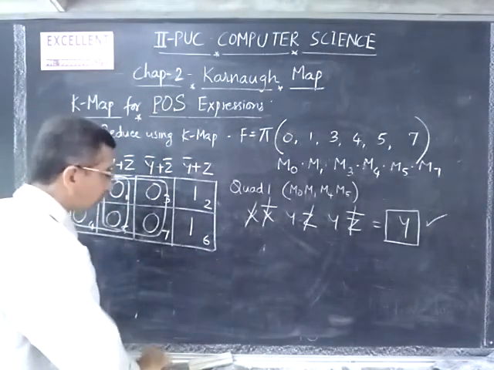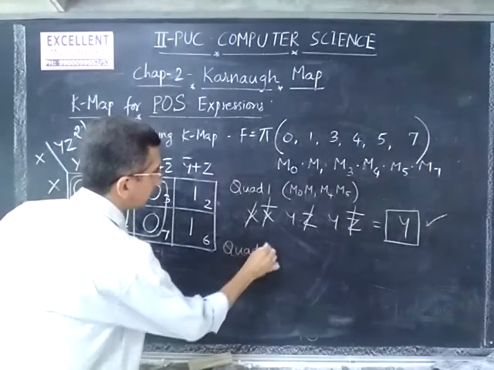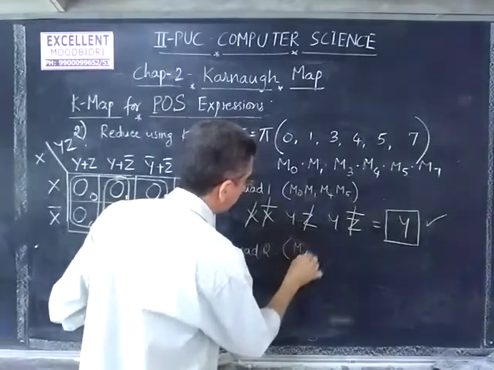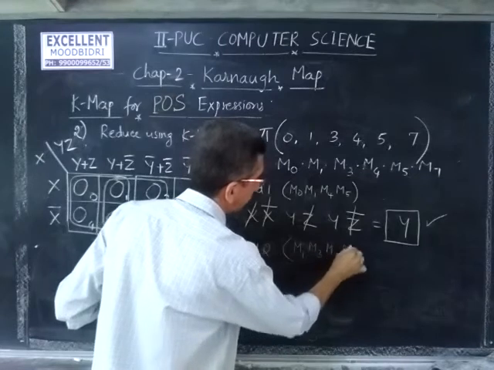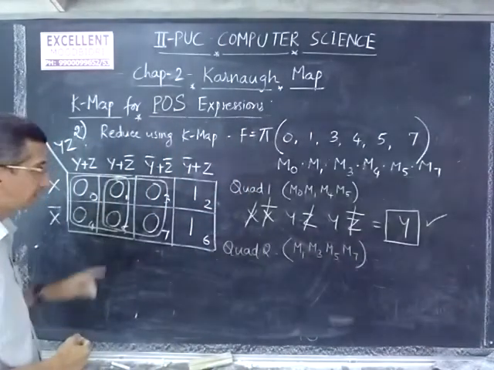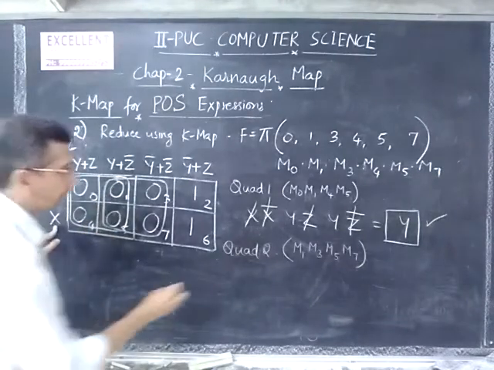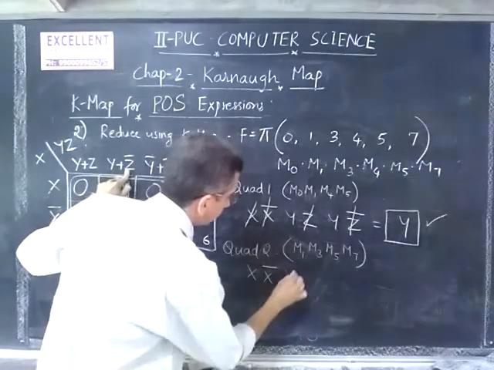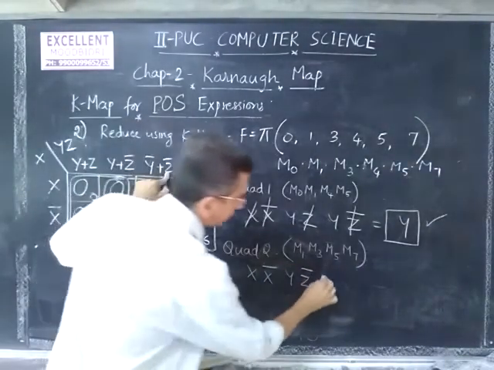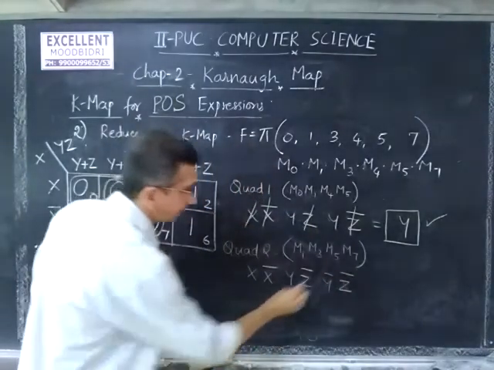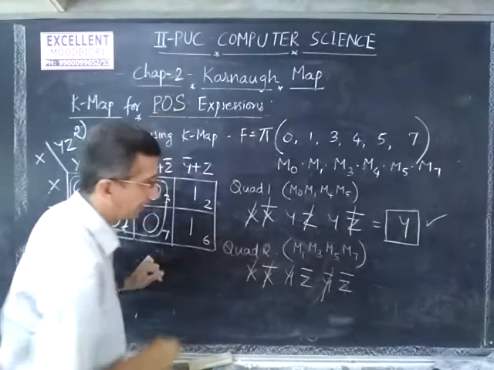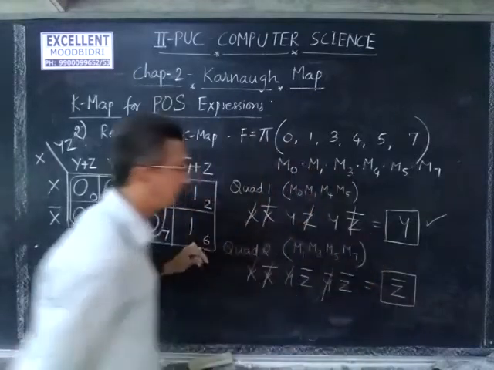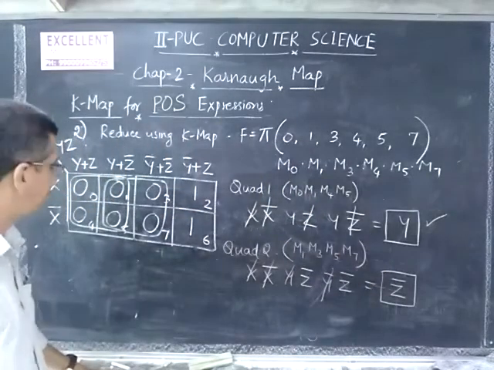Second, quad 2 is this one. M1, 3, 5 and 7. M1, M3, M5 and M7. Write this, so x, x bar again, x, x bar corresponding to this, y, z bar, y, z bar, y bar, z bar, y bar, z bar. So y bar and y will cancel, x and x bar will cancel. What is left out is z bar. Z bar is left out from the quad.